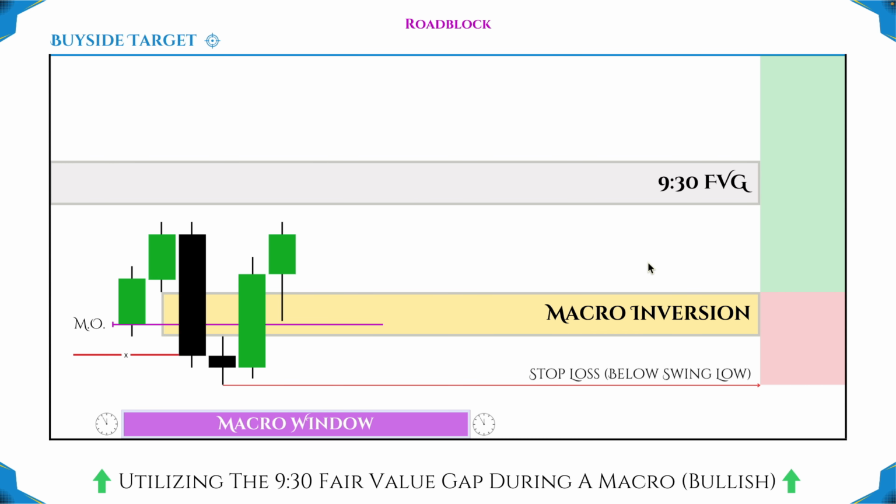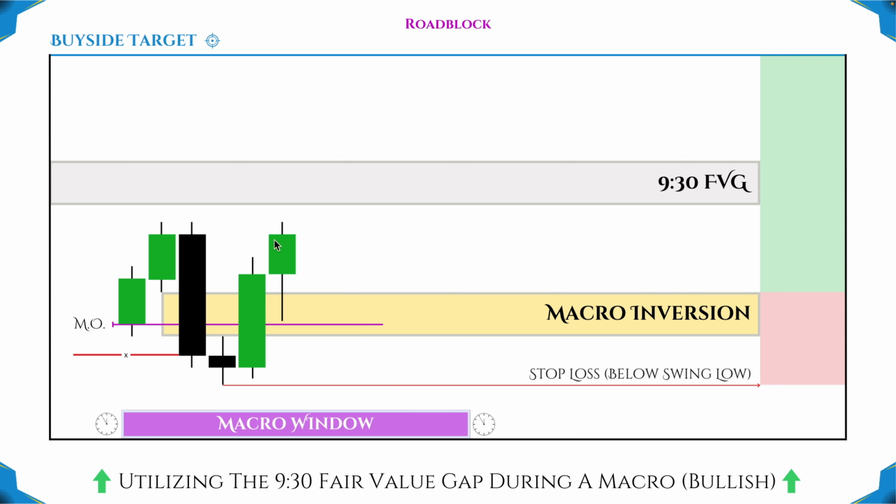So let's start to visualize what we discussed in the previous slide, the 930 fair value gap as a roadblock. We're going to use one of our entry methods that we've discussed in previous videos. In this example, we're discussing the macro inversion, and we see here depicting the macro power of 3 concepts, right? It's a bullish example. Price goes below macro opening price, sweeps some form of sell side liquidity, and then reclaims that SIBI, classifying it as a macro inversion. And we have our buy side liquidity target.